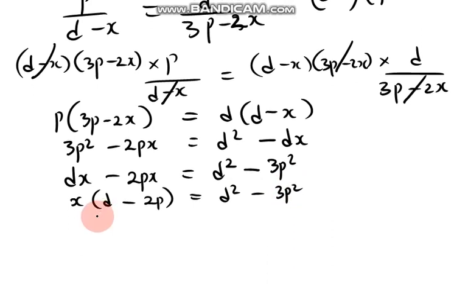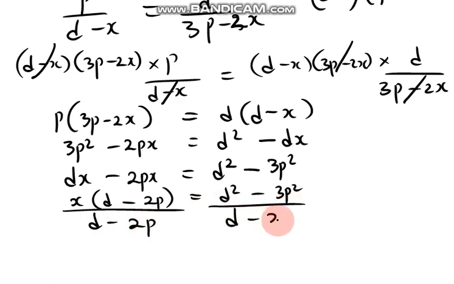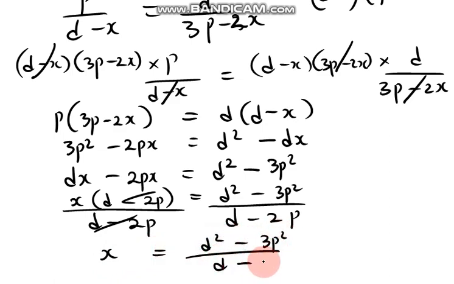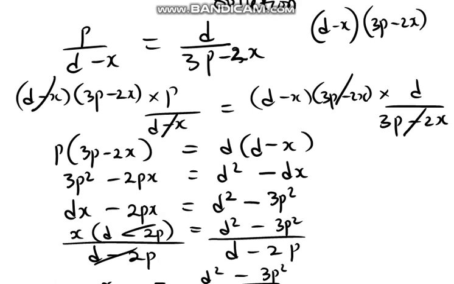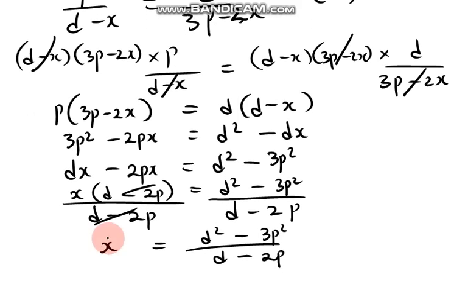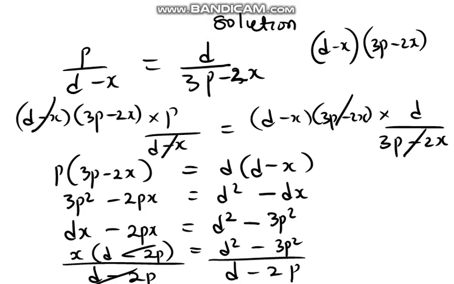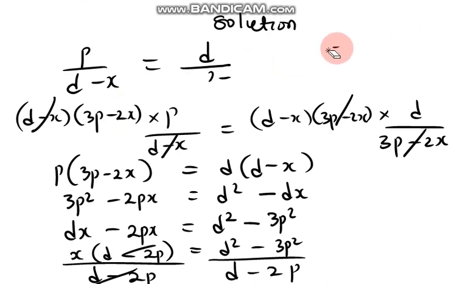Now if you do that, x is still not standing alone. Because this is multiplication, to remove this we divide both sides by d minus 2p. So this cancels, and we are left with x equal to d squared minus 3p squared over d minus 2p. That was simple, right? That's very correct. So what you just have to do is follow the steps. Now x is standing as the king of the equation, with d squared minus 3p squared over d minus 2p serving it. Good. So now let's go over to the next and last question for today.